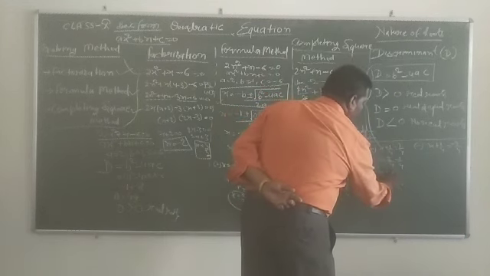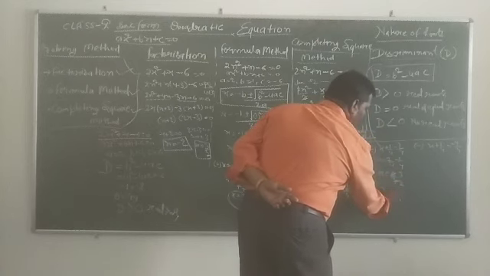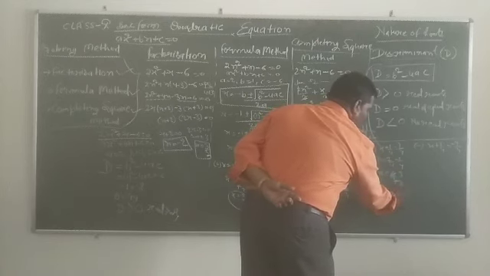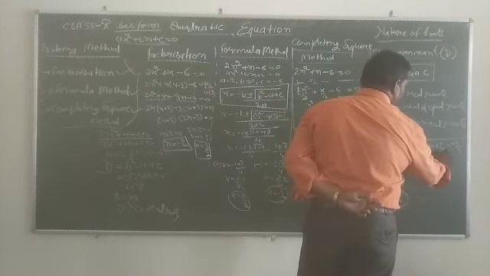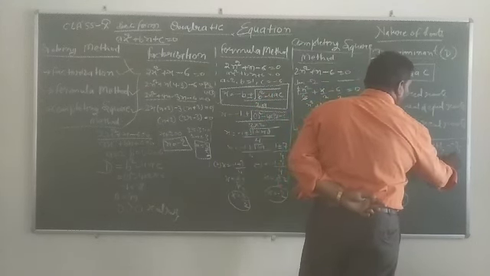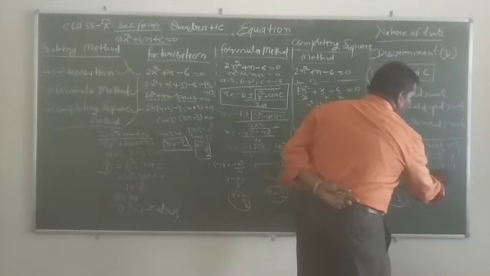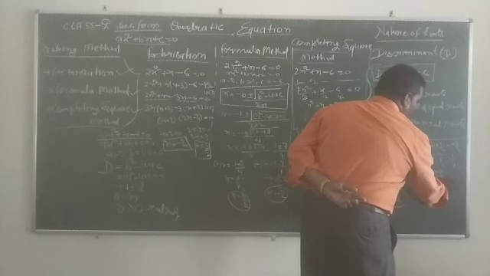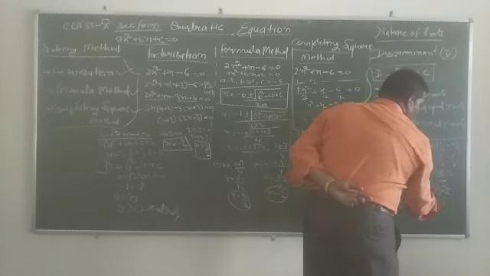Then x equals 6 upon 4. Dividing by 2, the value of x is 3 by 2. Same as x equals minus 7 upon 4 minus 1 upon 4, because it is transferred to the other side. So x equals minus 8 upon 4. Dividing by 4, the value of x is minus 2.